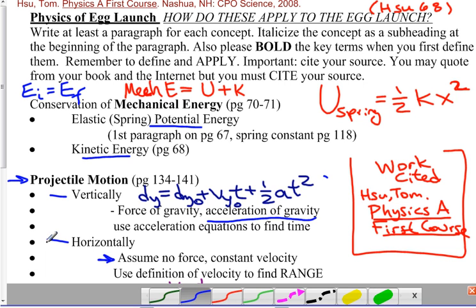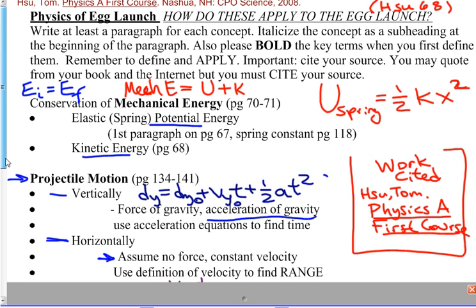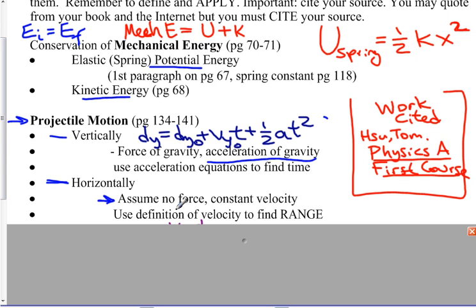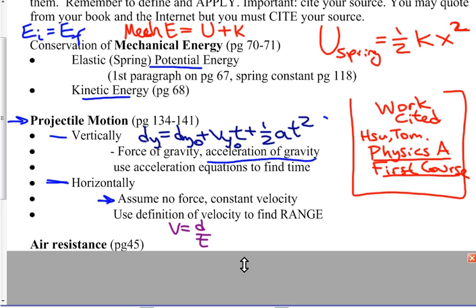And horizontally, what's going on? Well, we're going to assume for the sake of our equations that there's no force, so it goes at a constant velocity. Therefore, we can use the definition of velocity. Velocity is defined as distance over time. We're going to solve for the distance in order to find the range, also known as the distance in the x direction.